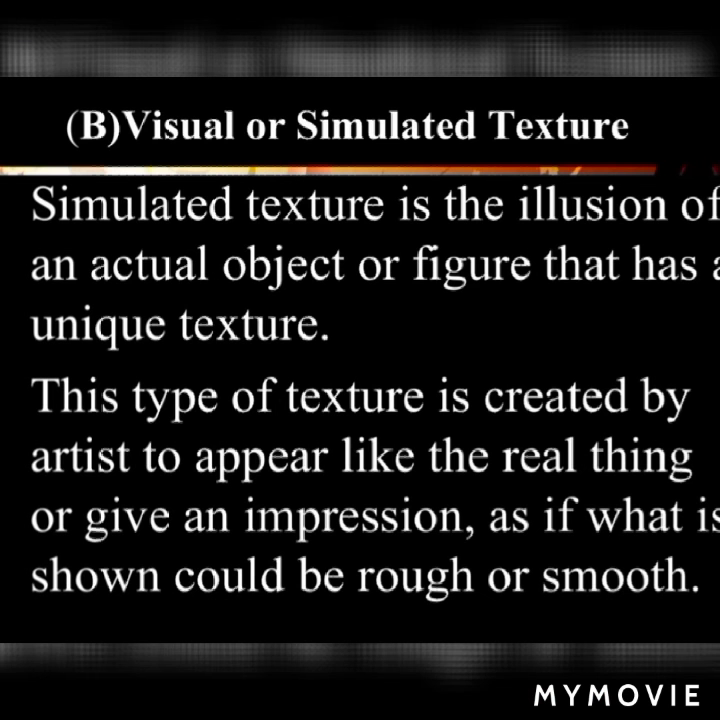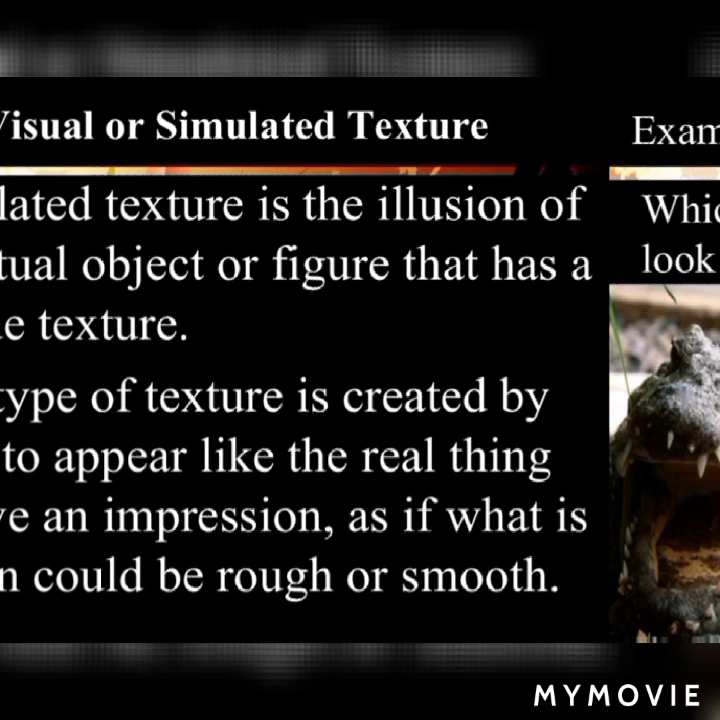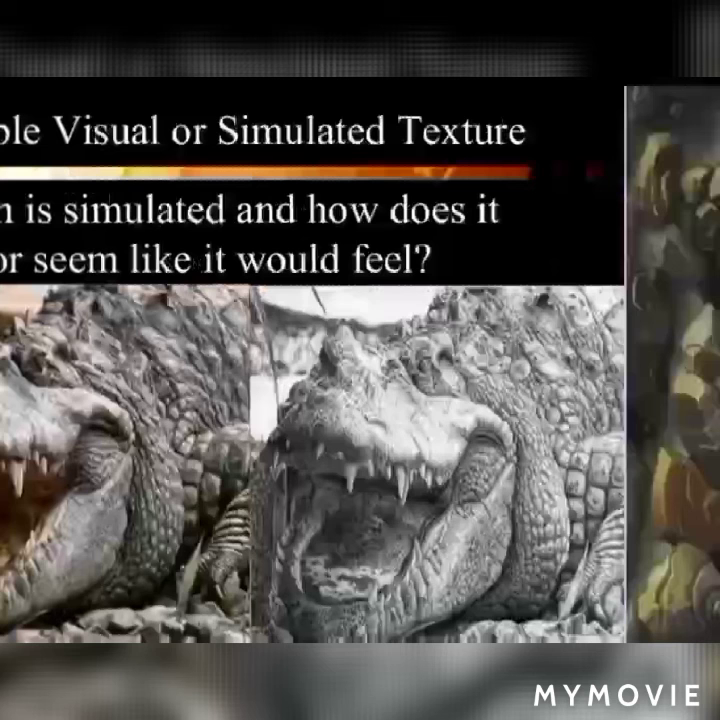Now we have visual or simulated texture. Simulated refers to the illusion of an actual object, which can be modified, which can be changed. The things which have unique texture refer to simulated textures. For example, these.